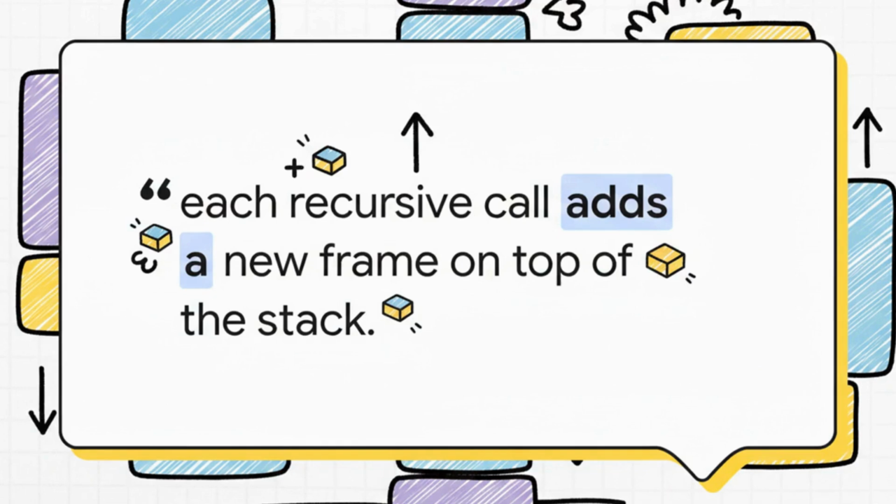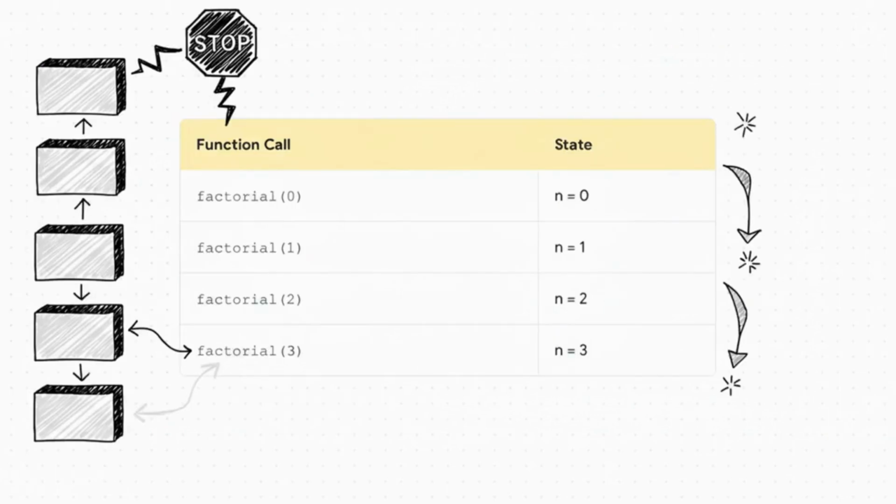See? The n in the top frame is 2, but the n in the frame just below it is still 3. They're completely separate. And you guessed it, this just keeps going. Factorial of 2 calls factorial of 1, which then calls factorial of 0. The stack gets taller and taller until, finally, we hit our base case.